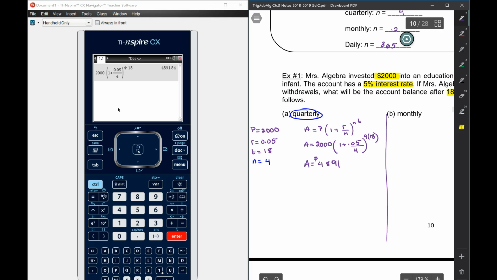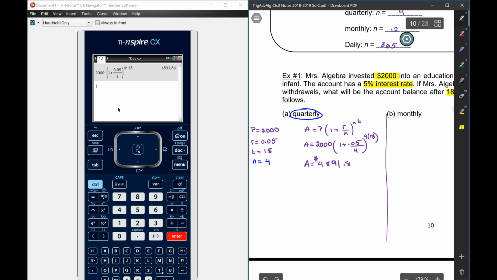4,891. Okay, so now this is in money, right? This is in dollars. You make that 4 times a year. Hang on. This is money, so it has to have dollars and cents. You have to go to the correct 2 decimals.